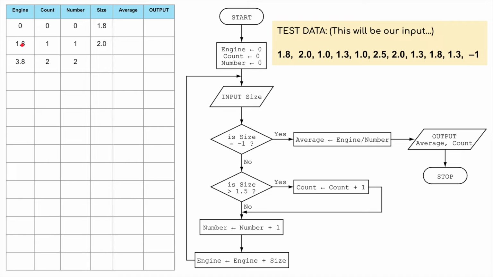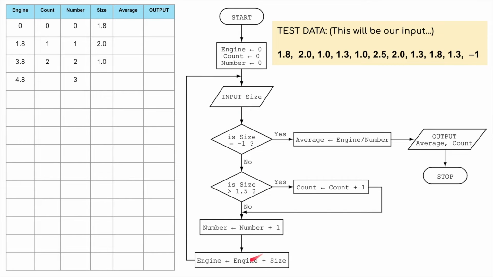We've added 2 to 1.8. Okay, next one should be 1. Now this is a little bit different, because when we go down, we've inputted the size. Is it minus 1? No. Is it greater than 1.5? No, it's not. So all we do then is go straight onto number, which we've added, and we go straight onto the engine size, which we add 1 to. So 3.8 becomes 4.8. And then we go around again.